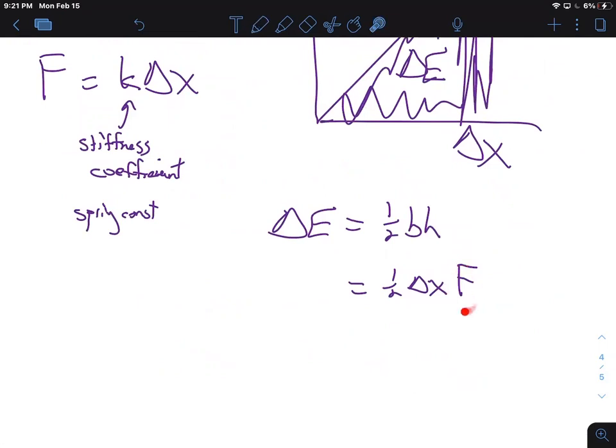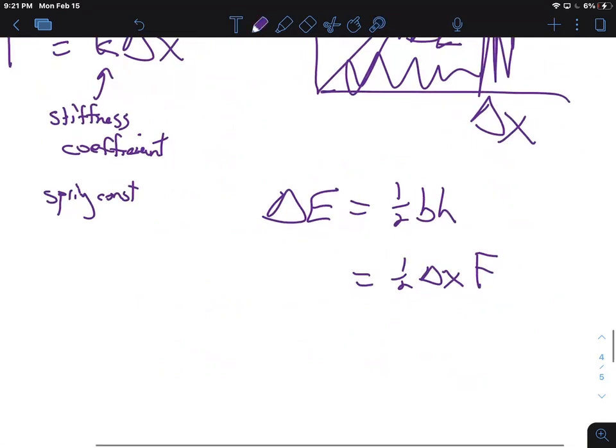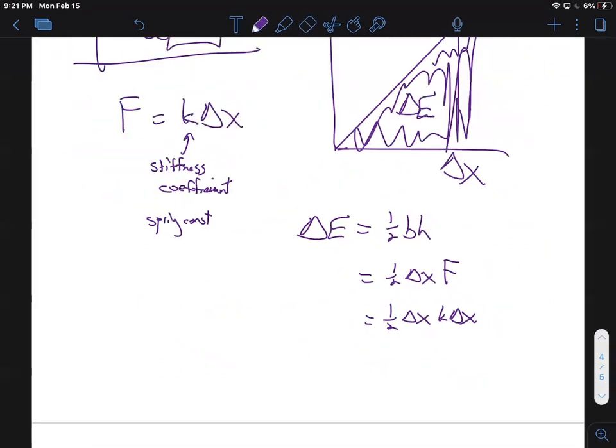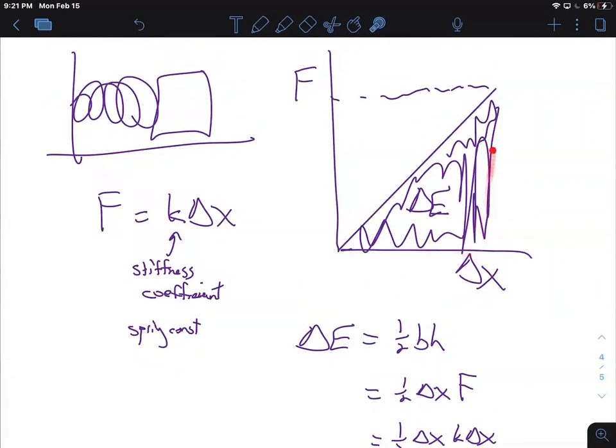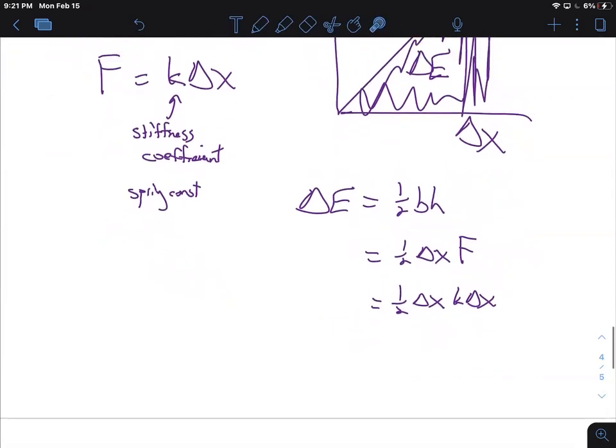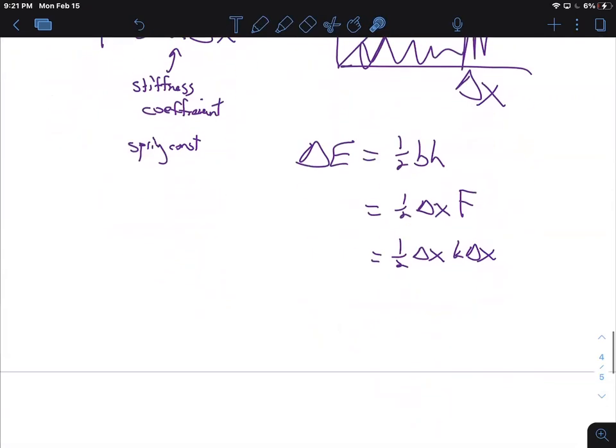All right, but again, this force was changing. So we know at the maximum it was just k delta x. So let's just put that in there. Here I'm just substituting in my spring equation from my lab to figure out what the force is at my maximum, to find this real height.